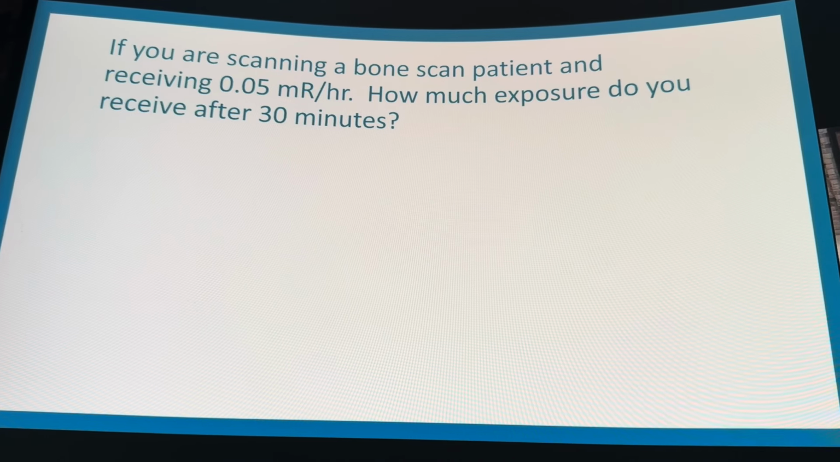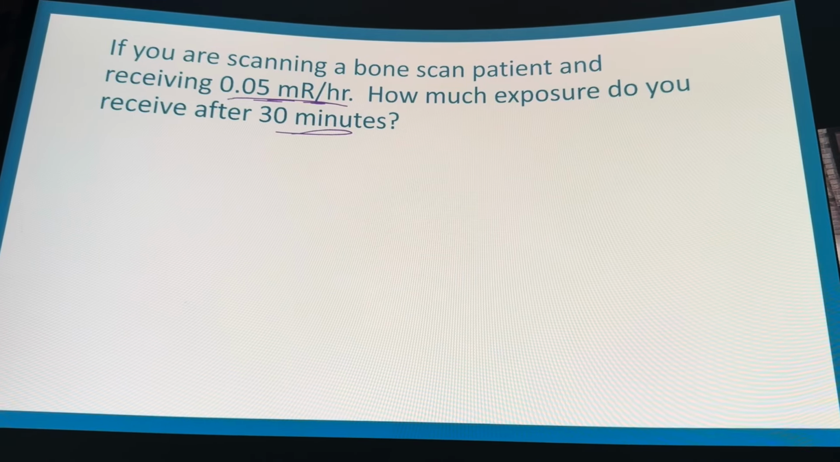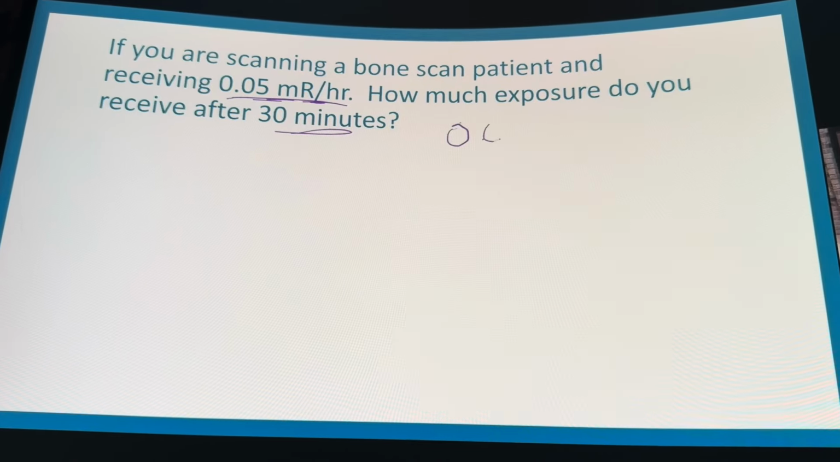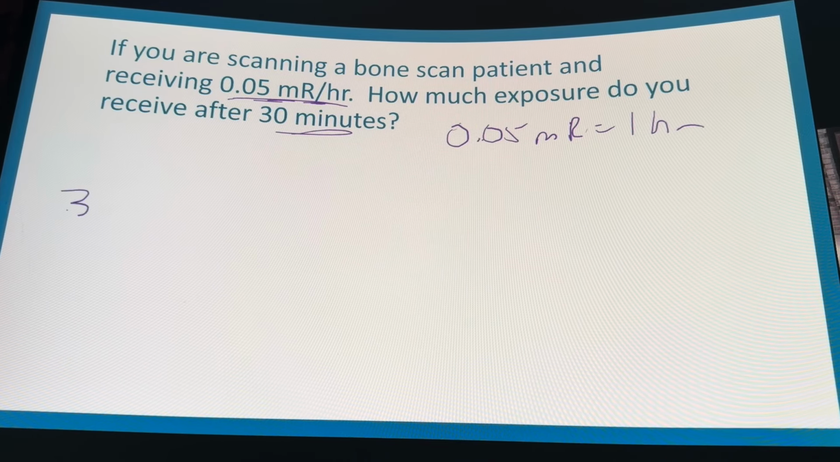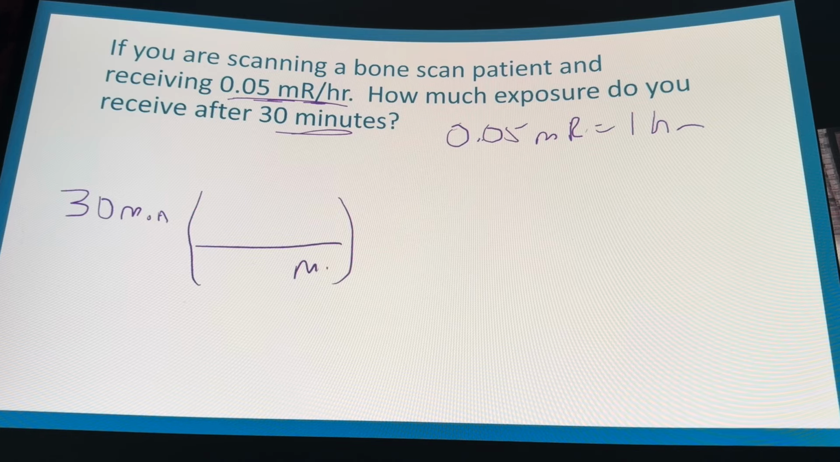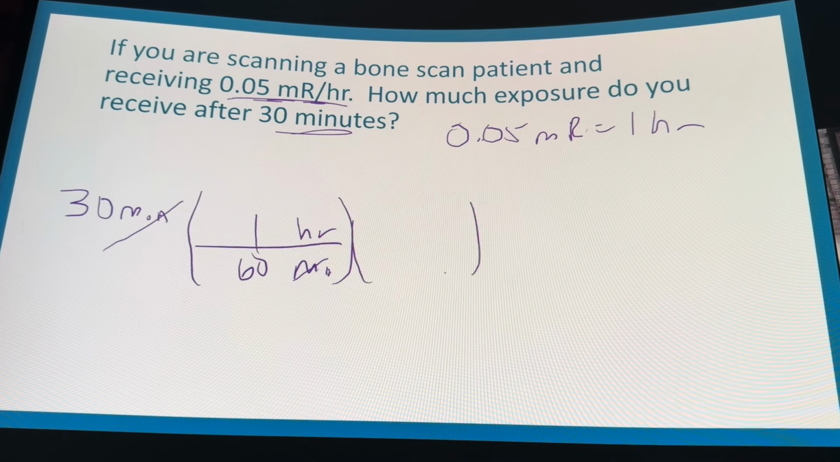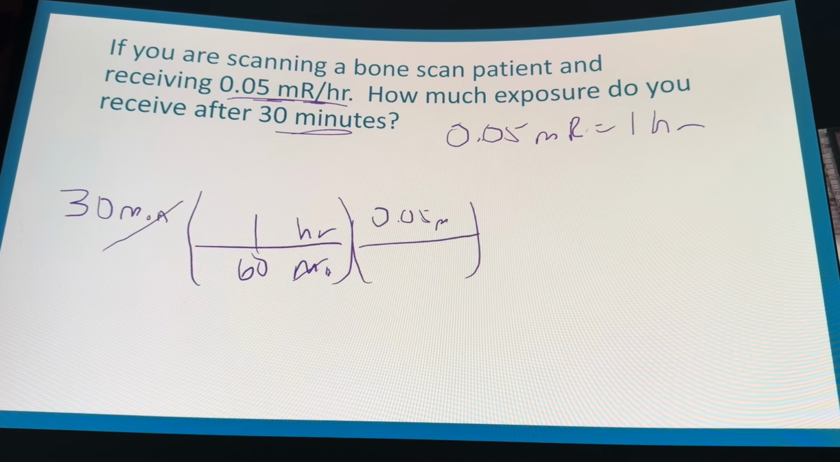You're scanning a bone scan patient, receiving 0.05 MR per hour. How much do you receive after 30 minutes? Find your conversion. 0.05 MR equals 1 hour. We're going to start with 30 minutes. I have to get to hours first. Minutes on the bottom, hours on the top. 60 minutes, 1 hour. Now I can put my conversion in. 0.05 MR, 1 hour. Hour canceled. Answer: 0.025 MR.